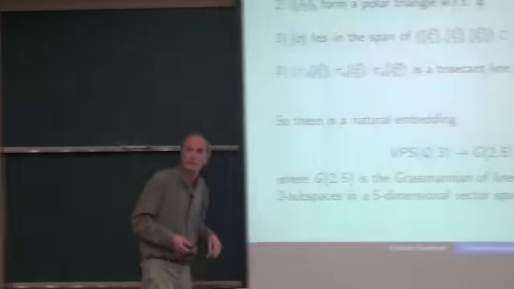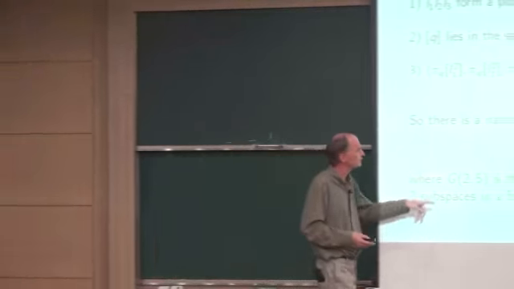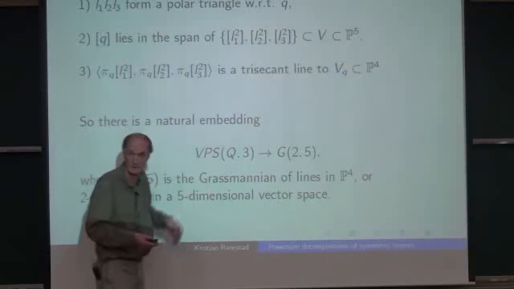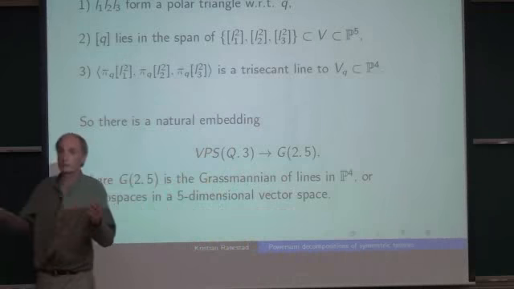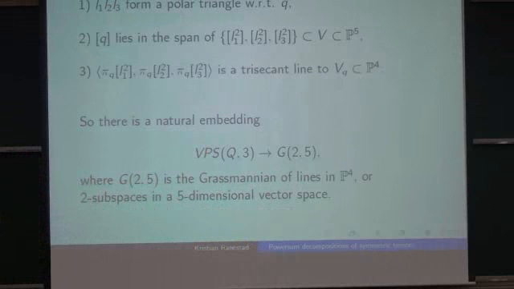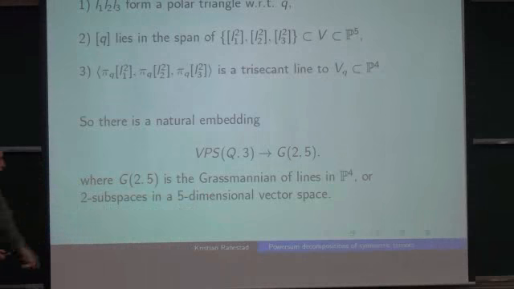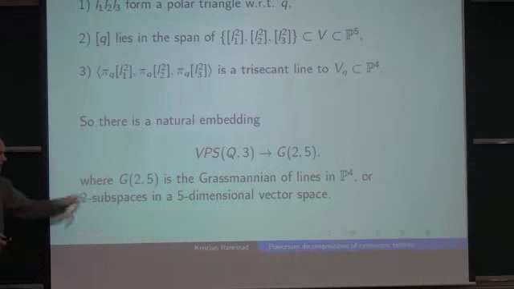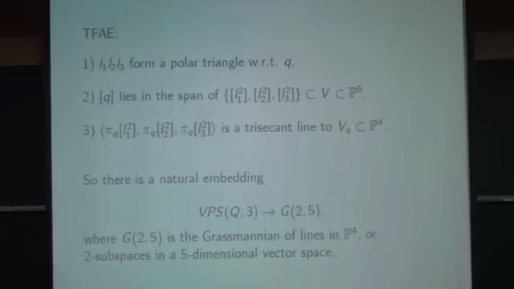So this means that I don't need to go to the Hilbert scheme, I can just go to the Grassmannian. So this family of polar triangles, that's what this says, has a map into the Grassmannian of lines in P4, or the Grassmannian of 2-dimensional subspaces of a 5-dimensional vector space. So that's my notation, G25. You can think of this as lines in P4 or 2-dimensional subspaces in the 5 space. Okay?